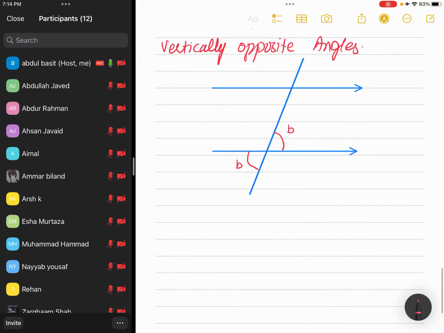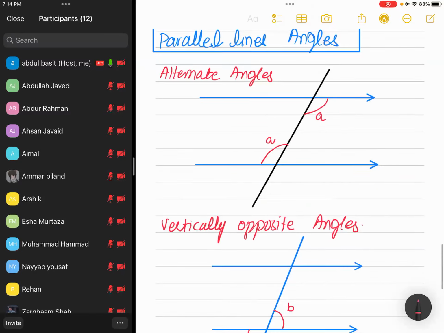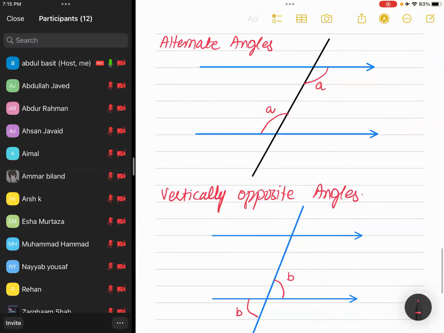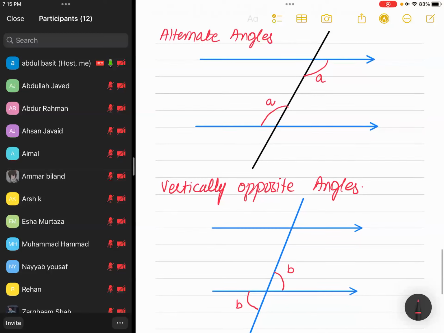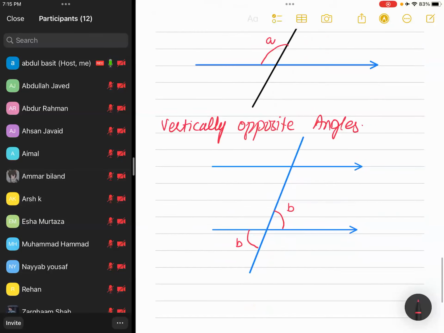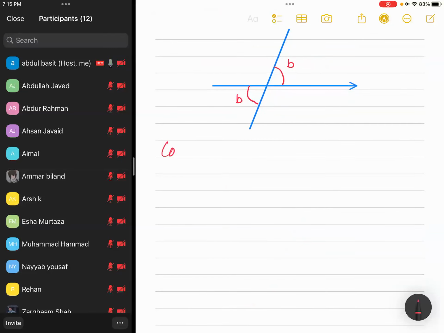But remember that whether it is alternate angles, vertically opposite angles or corresponding angles, these will hold only and only in parallel lines. If the lines are not parallel, you cannot use these angles, okay? Now we have the corresponding angles. Corresponding angles.